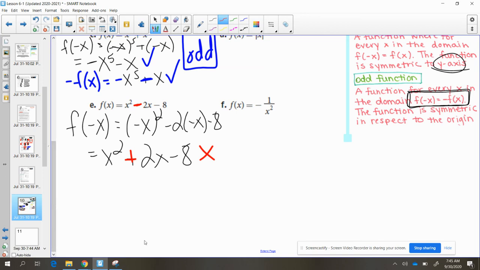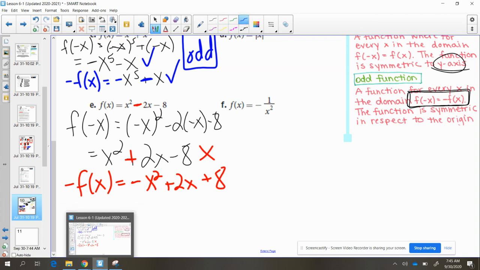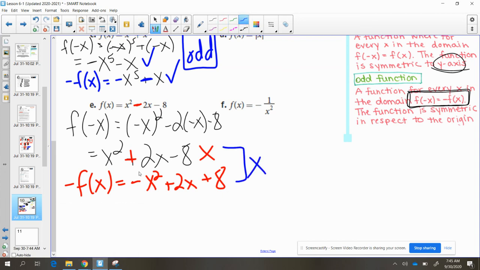Well, if we check if this is odd, we have negative f of x. If we take that original function and negate it, we get negative x squared plus 2x, oh excuse me, this should be plus 8. Notice again this is not the same as this. The f of negative x did not equal negative f of x like we talked about. It has to here. These two did not match, so this is not odd. This is a neither situation.